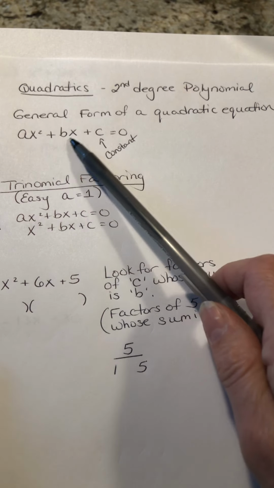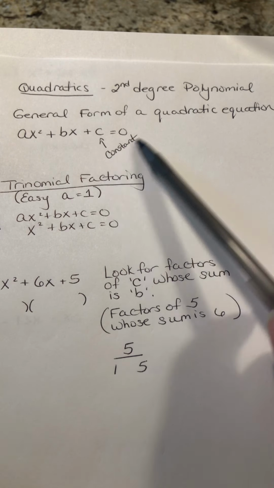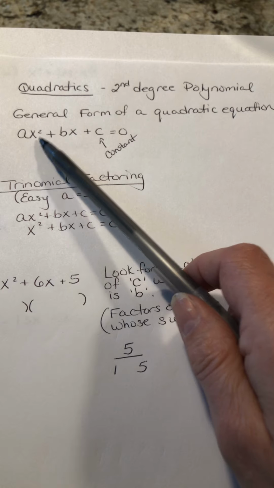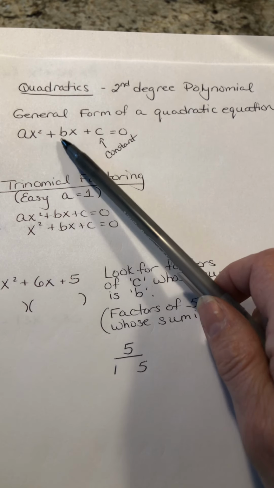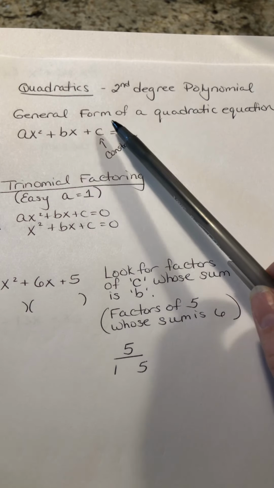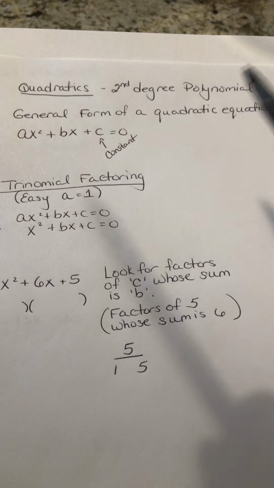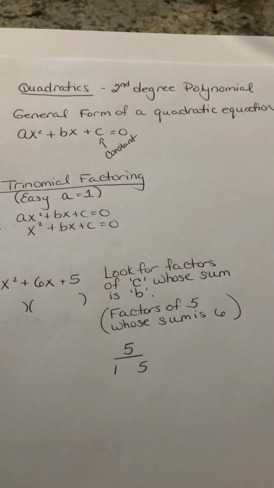And a, b, and c: c is a constant. A is the coefficient of the squared term, b is the coefficient of the x term, and c is your constant, so that's a number without a variable.